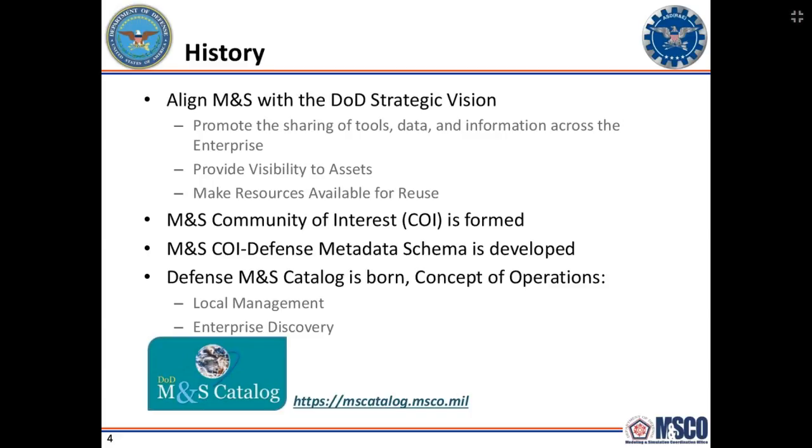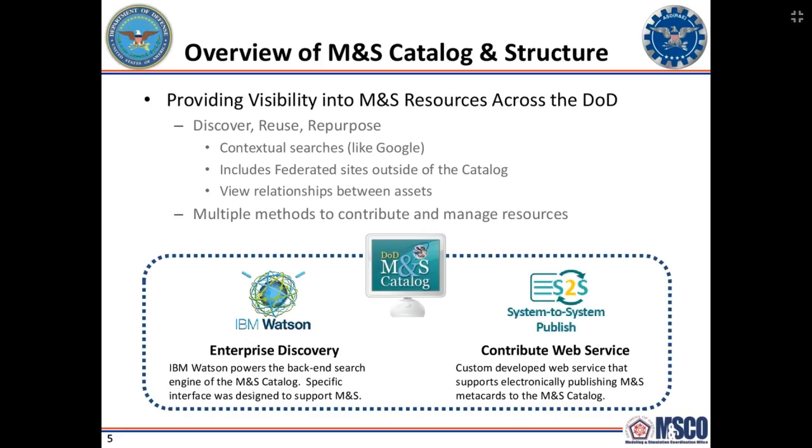Following various prototypes, the current instantiation of the M&S Catalog was introduced in 2014 to establish visibility into the M&S resources across the DoD enterprise. The catalog, as we call it today, holds about 10,000 assets provided from over 60 organizations, and through its robust Google-like search engine, allows people to find, assess, and reuse what is being produced throughout the DoD.